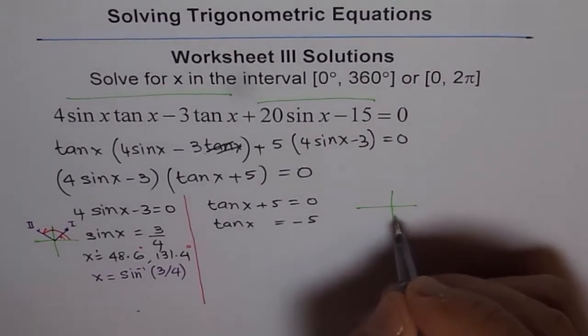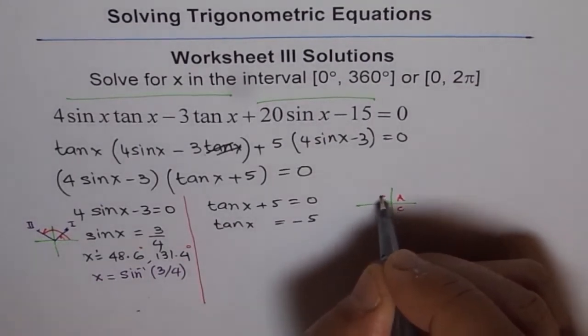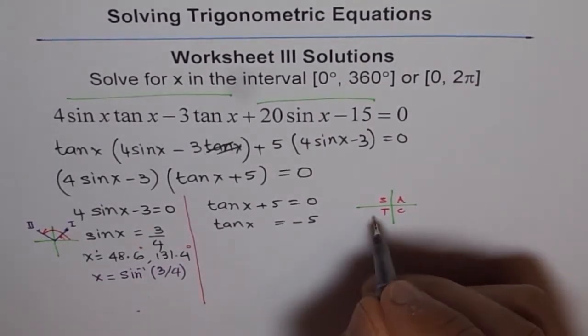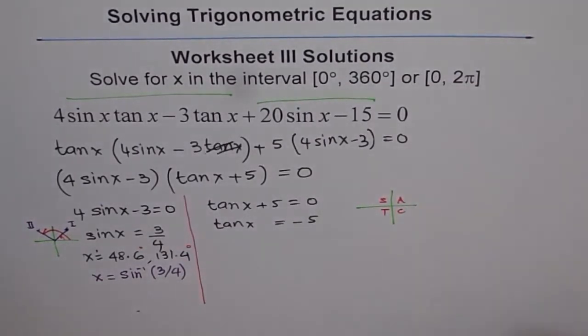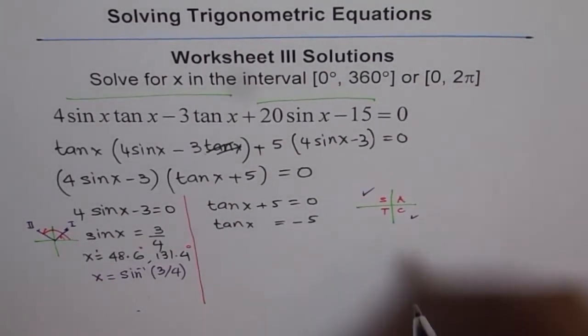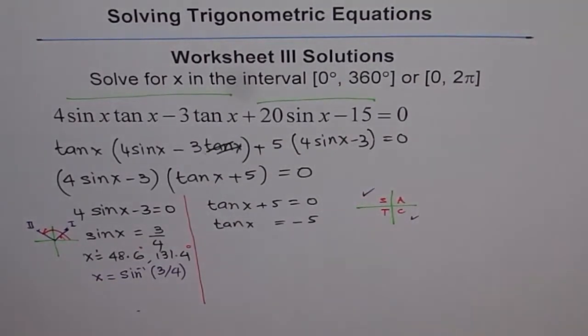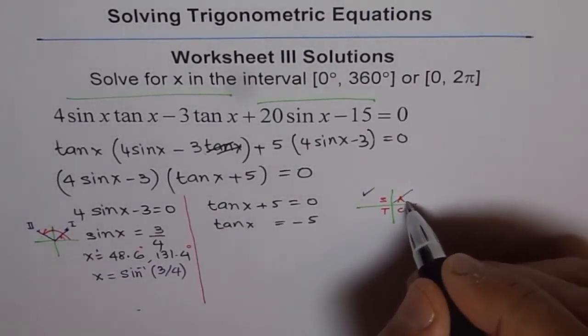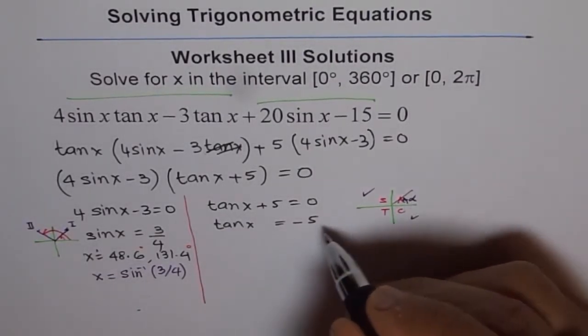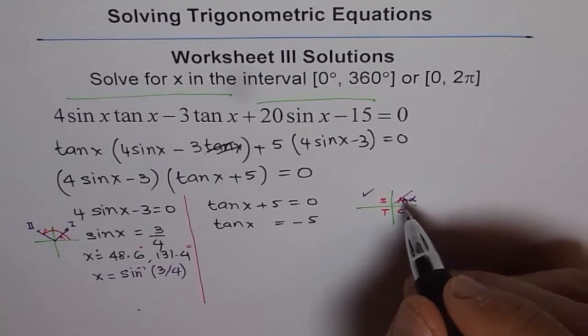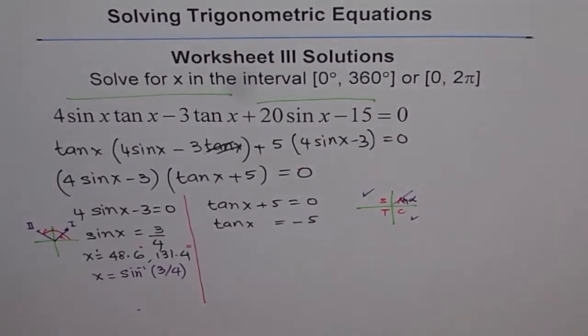You remember the CAST rule, C-A-S-T, right? Tan is positive here, but it is negative in quadrant 3 and 4. So we are expecting two answers. So in this case, what we do is, we find the related acute angle alpha here. That is not a solution, but alpha we find, which will be positive, right? So we will do tan inverse of 5.